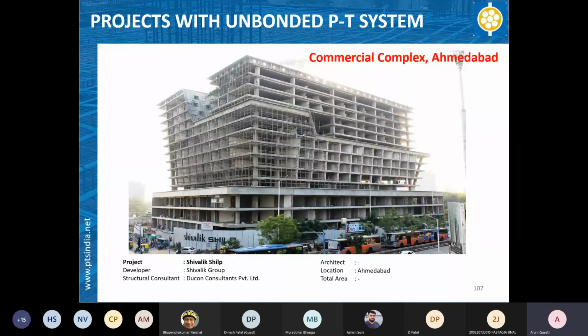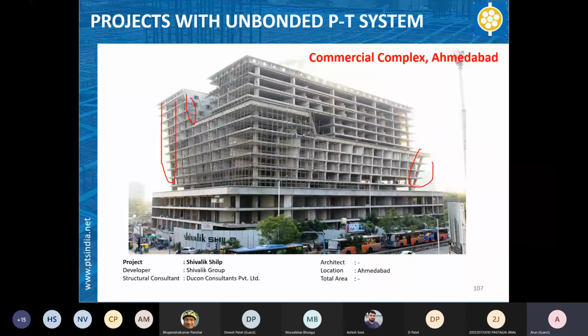This is a commercial complex in Ahmedabad. Here the iconic part is this kind of inclined shape members. There are inclined shape members here also. No doubt this inclined shape is in the structural consultant's purview, but still there are some actions that need to be taken care of by the floors itself. Those were communicated well with the structural consultant, and we could match their design requirement in this particular project. This is for Shivalik Group, a well-known group in Ahmedabad.